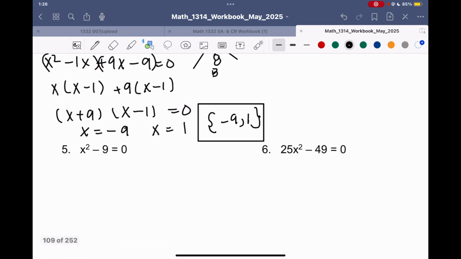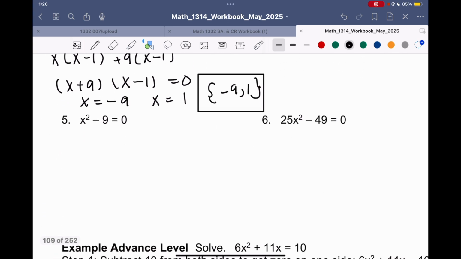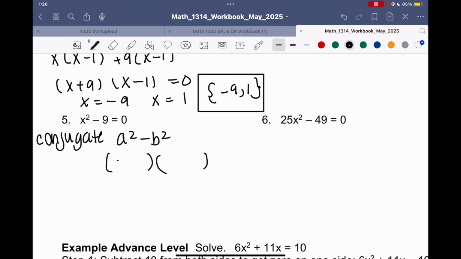Okay, so this one is called difference of squares. So this is where you use a conjugate. It's a perfect square at the first and last term. It only has 2 terms. The first and second term are always the same in the group, and then you just alternate the signs. These are called conjugates. So for number 5, it's x squared minus 9 equals 0.